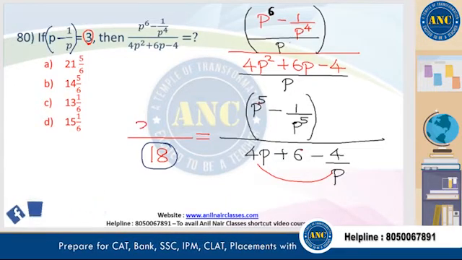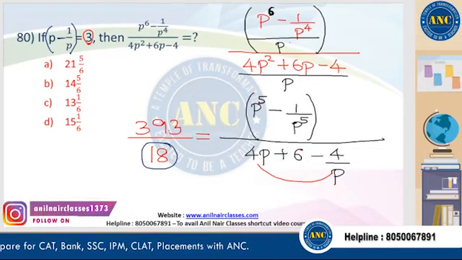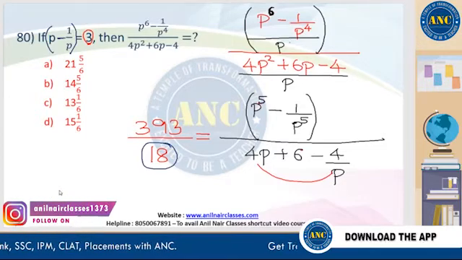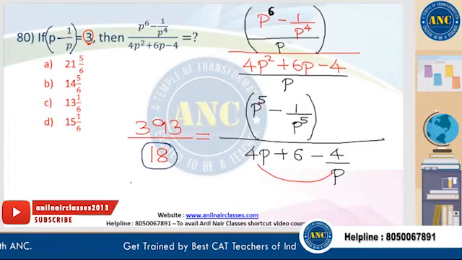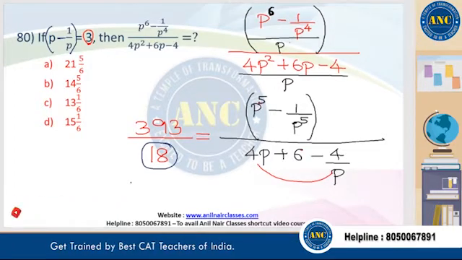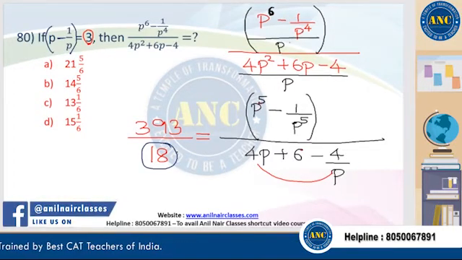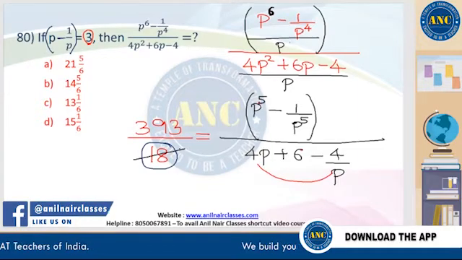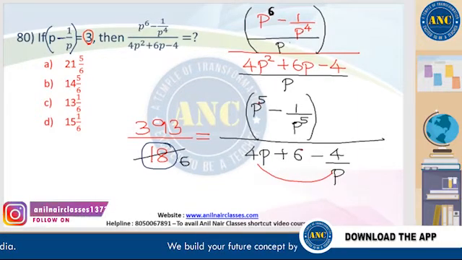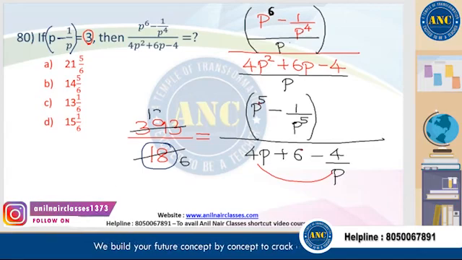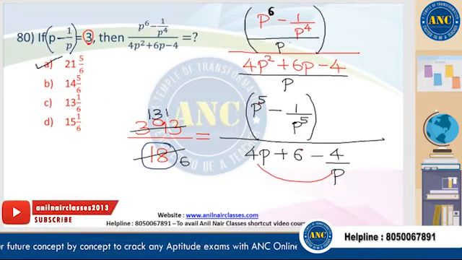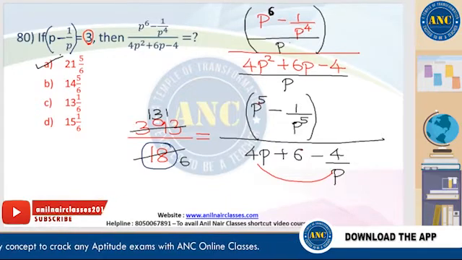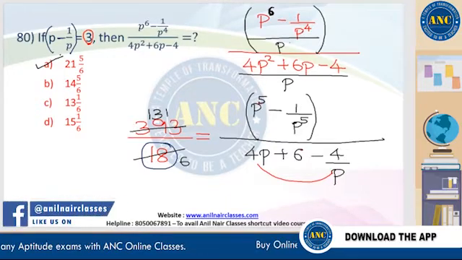But the answer is not given in terms of an improper fraction, it is given in terms of a mixed fraction. But still you can simplify this further. How can I simplify this? This is nothing but 3 into 6, and the numerator is nothing but 3 into 131. 131 divided by 6 is nothing but 21 5 by 6. Trust me, sir, it is not a difficult question.